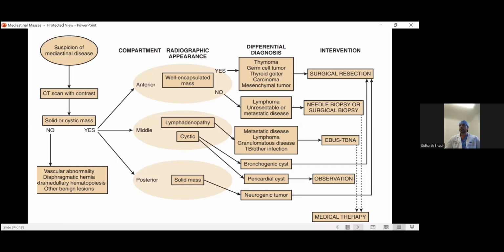When it's a middle compartment mass and you do see lymphadenopathy, then again, it could be a metastatic disease, granulomatous, or an infection. So three major classifications there. All three definitely need EBUS TBNA or EBUS biopsy or cryobiopsy.